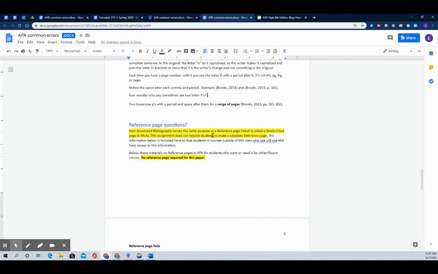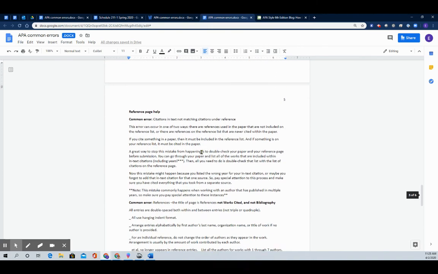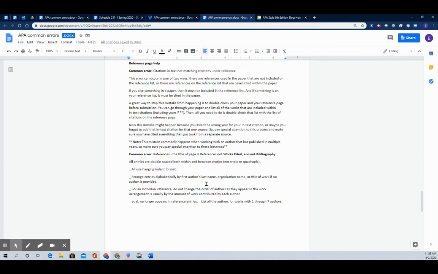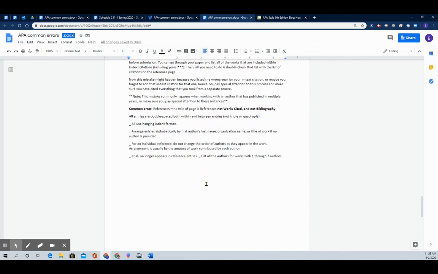And so this assignment doesn't require students to make a separate reference page, but I bet a lot of you are already being asked to do APA papers in other courses. Maybe you already have and you made some mistakes in them. Maybe you're going to in the future. So I wanted, let's see, why did it say this was wrong? No, I wanted as future tense. Oh, I did make a mistake. See, thank you, Grammarly. The information below here is included so students in courses outside of this class who use APA have access to the information. Again, you're not doing a reference page for this paper, but I put some stuff down here if you're doing it in other classes. So I'm not going to cover that in the video, but it's there for you.